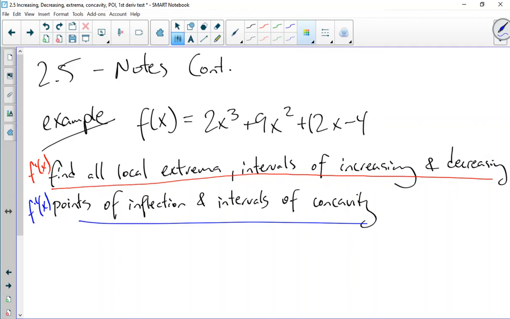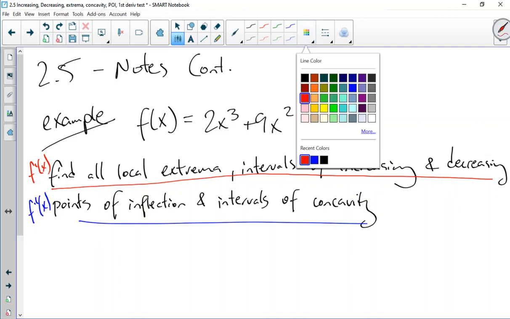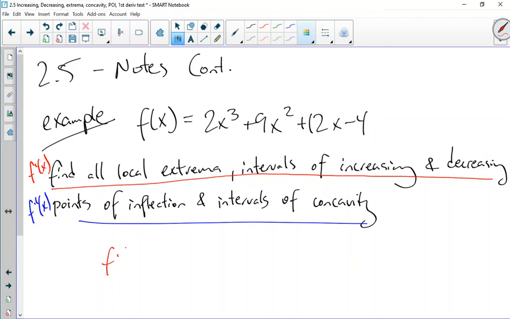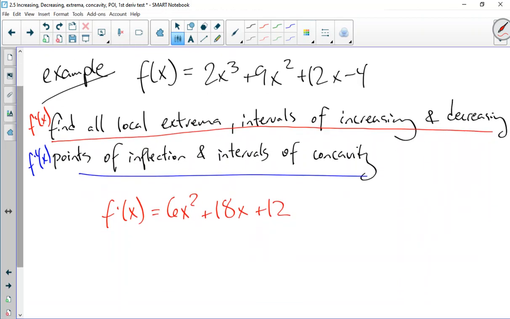So we're going to do local extrema, intervals of increasing and decreasing first with the first derivative. Okay, so let's take the derivative. And then we really want to know some very specific information about this derivative right away. What do we want to know? Yes, we want to know the x-intercepts. The zeros, the x-intercepts, the roots, the solutions, etc.